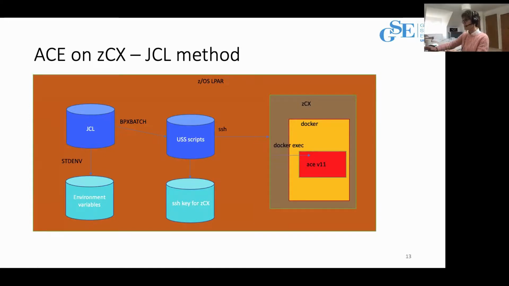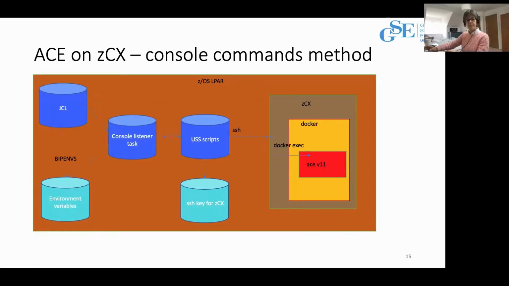So hopefully that's explained the JCL way of doing things. And the other way I mentioned was console commands. Talking to various customers, some of them would rather have started tasks and use console commands to talk to their integration server. So here we've still got the environment files same as before. In fact, it runs the same script, so you need the same information. And this time when you submit the JCL, it starts up a simple C++ console listener task, which does run the scripts under the covers, and the same processing happens.